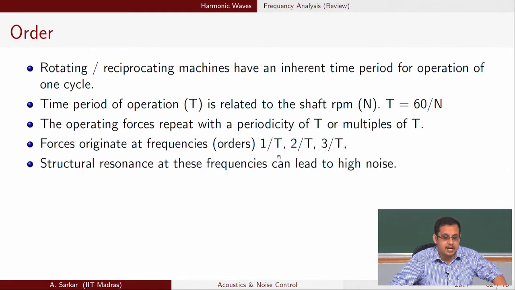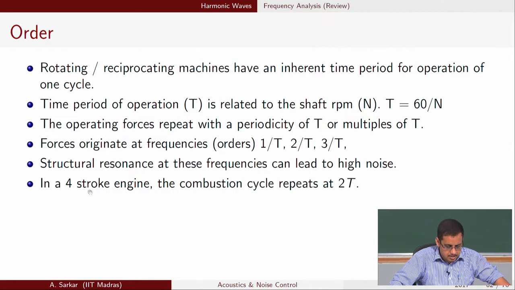And if there is a structural resonance occurring at any of these frequencies, then you can expect large vibration and hence large noise. What we are trying to show is that 1 by T, 2 by T, 3 by T, all of these are related to the engine RPM N. N being the engine RPM, the reciprocal of the time period is related to the engine RPM. So, all of these forcing frequencies are linearly related to the engine RPM or the crank speed fundamentally.